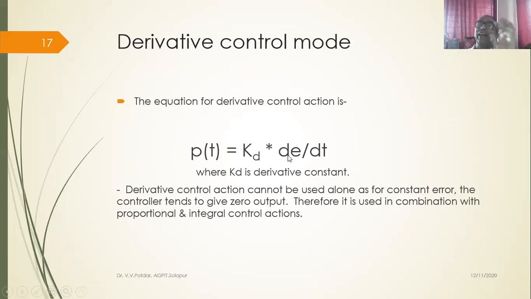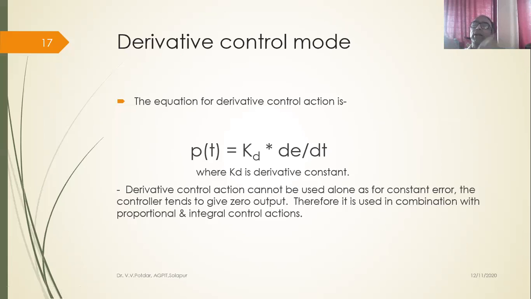At what rate the error was changing. What it is doing? Error at this instant is 2 units, right? Maybe after 2 seconds the error has become 4 units. After 6 seconds the error has become 8 units. So change in error delta E divided by change in time will give me rate of change of error.